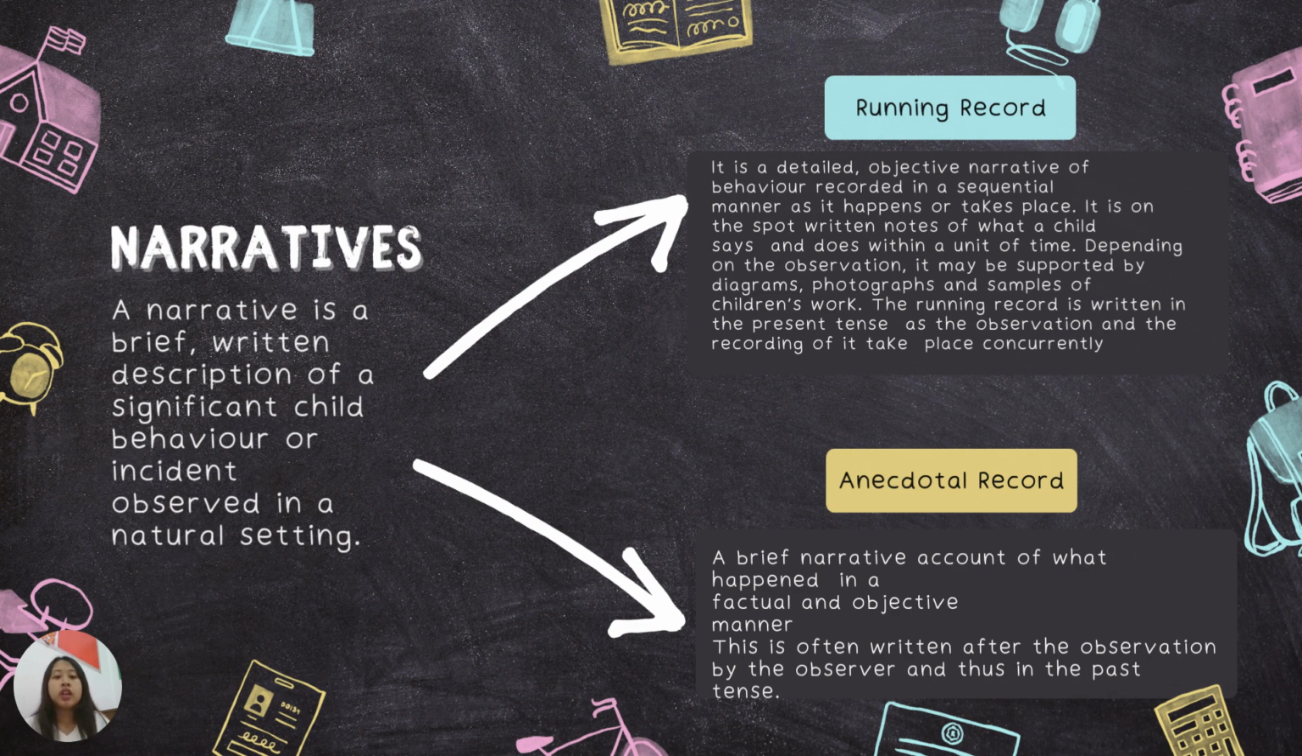So the anecdotal record is a brief narrative account of what happened in a factual and objective manner. This is often written after the observation by the observer and thus in the past tense.